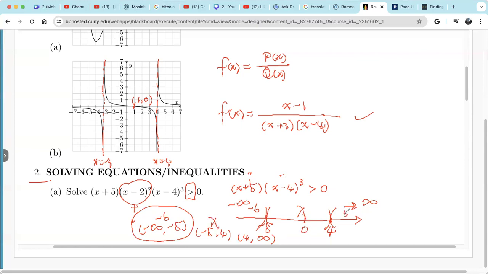Then maybe we'll pick 5 from this interval. 5 plus 5 is 10, positive. 5 minus 4 is 1, positive. Positive times positive is positive. So this is the solution. The solution for this one is -infinity up to -5, union 4 up to infinity. So these 2 intervals are in the solution set.